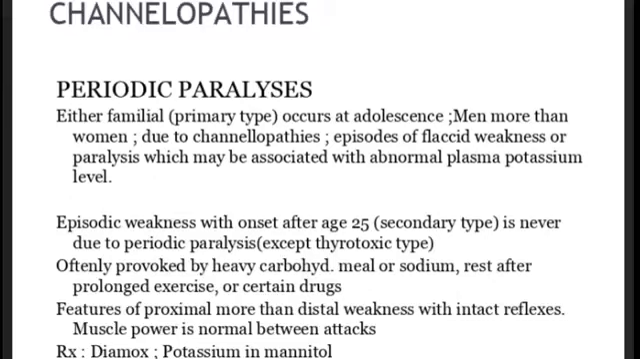The second type, which is called episodic weakness with onset after age 25, the secondary type, is never due to periodic paralysis except for the thyrotoxic type, and is often provoked by a heavy carbohydrate meal or sodium rest after prolonged exercise or certain drugs. The features of proximal more than distal weakness are clear, with intact reflexes, and the muscle power is normal between the attacks. The treatment is achieved by acetazolamide, Diamox, and giving potassium in mannitol for rapid absorption.